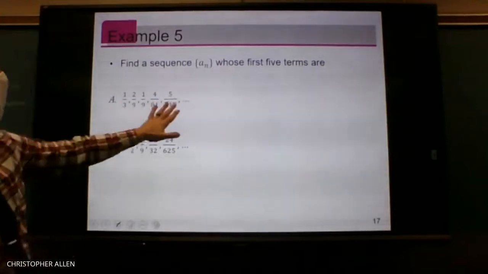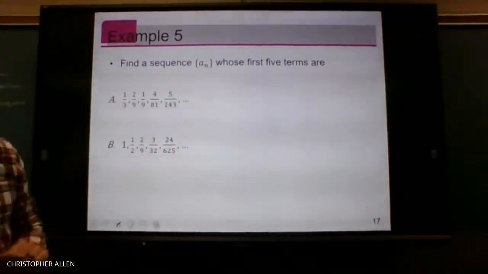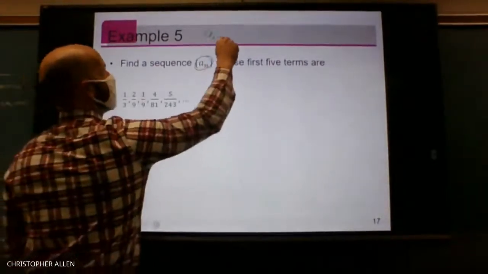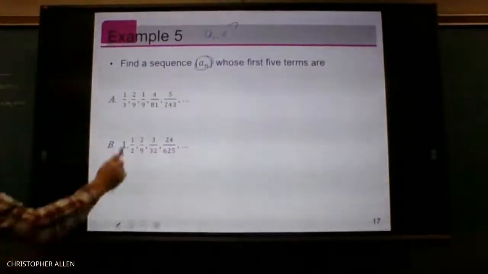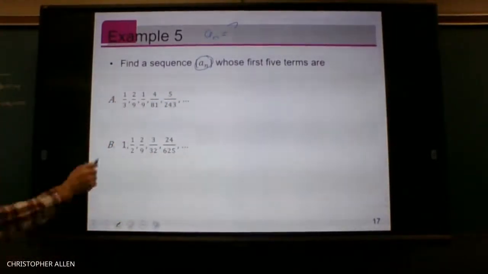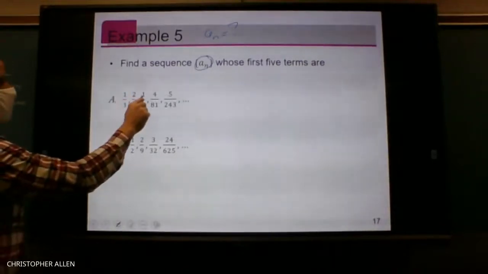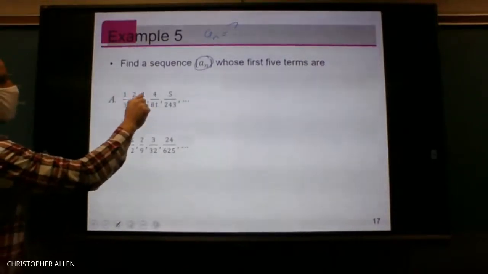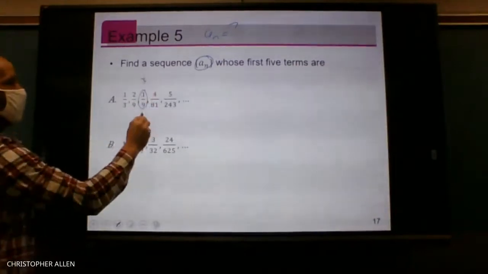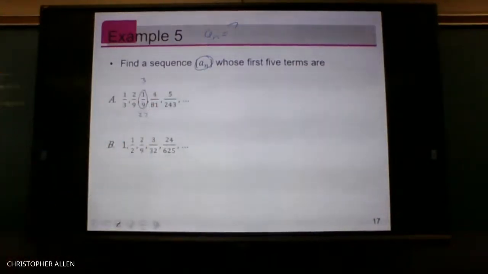Here we have the first 5 terms, and it's asking you to find the sequence that goes with that. So in other words, what we're trying to find is what's A sub n? What's the rule? Well, this one seems kind of easy, doesn't it? So this is 1/3, then it goes to 2, but then it went down to 1. Oh, but wait a minute. You see this 1/9? Can anyone think of another way I could have written 1/9? Would you agree that 3/27 is the same thing as 1/9? Oh, by the way, can you see the pattern now?